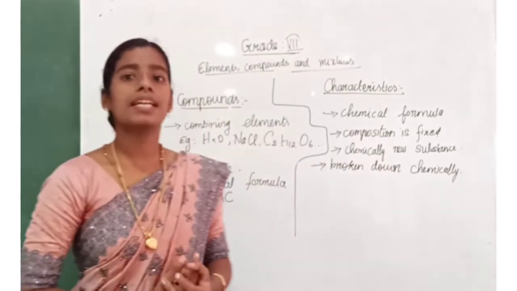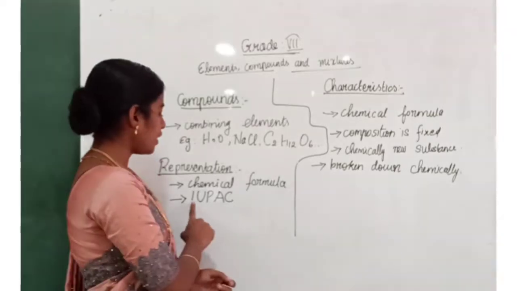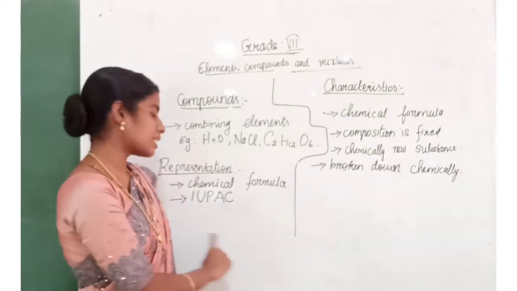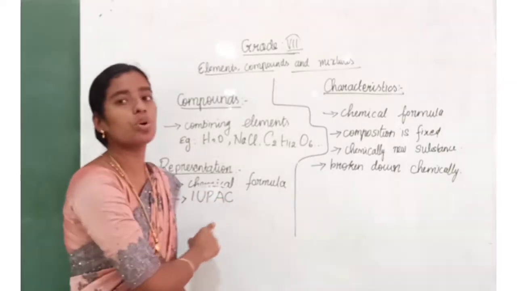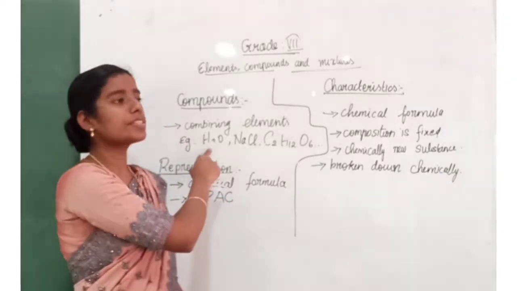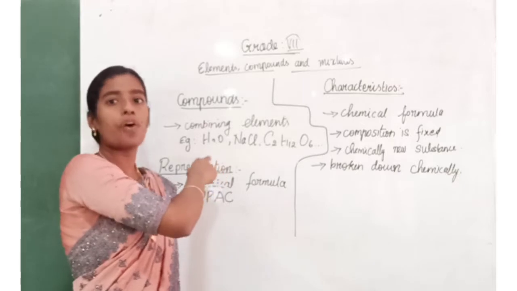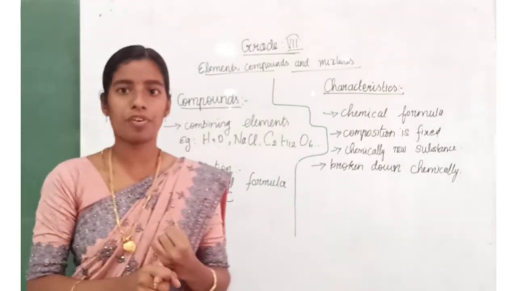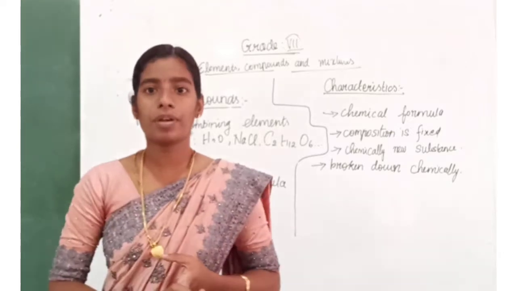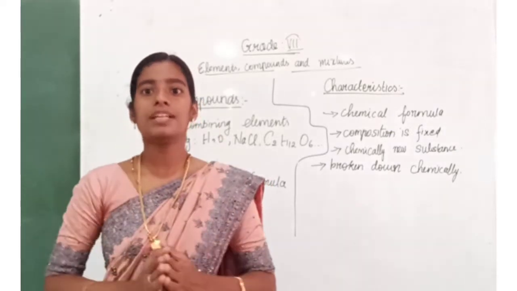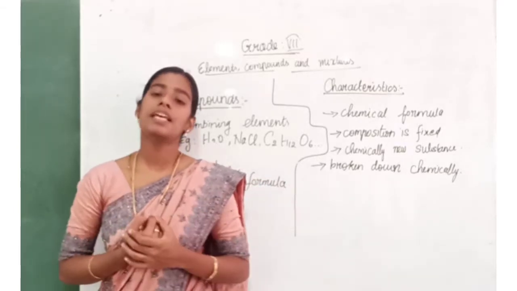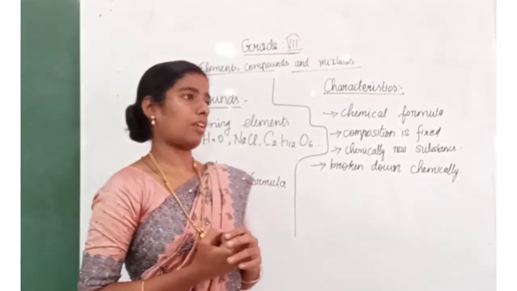Generally, there is an organization called IUPAC. This is the organization which gives names for these chemical formulas. So, compounds are represented using chemical formulas. These chemical formulas have chemical names. IUPAC gives names for these chemical formulas.